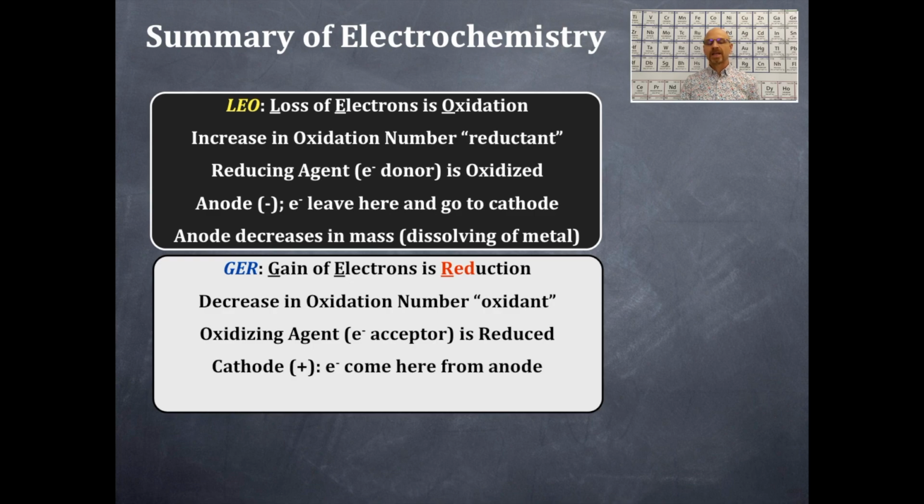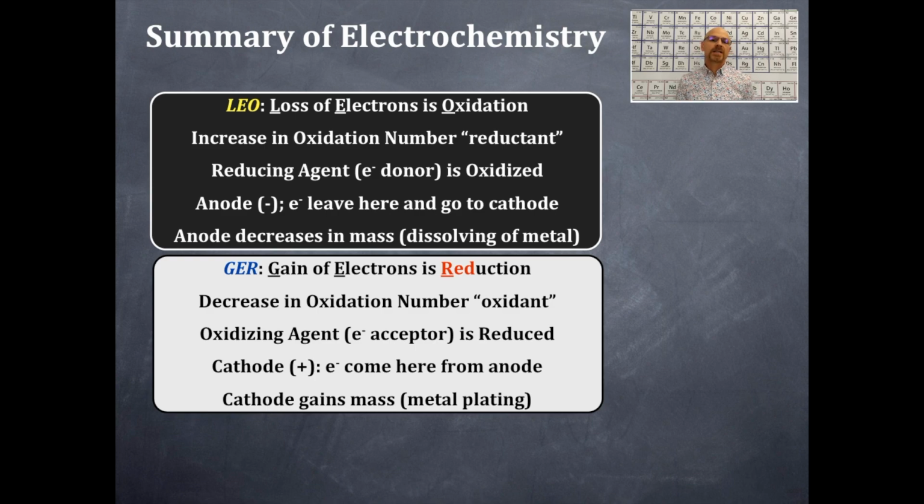Okay, and the cathode, which is positive, is where the electrons go towards. So electrons, which are negative, start at the anode, and then they move towards the cathode because electrons are attracted to positive things, and therefore they move towards the cathode. Okay?